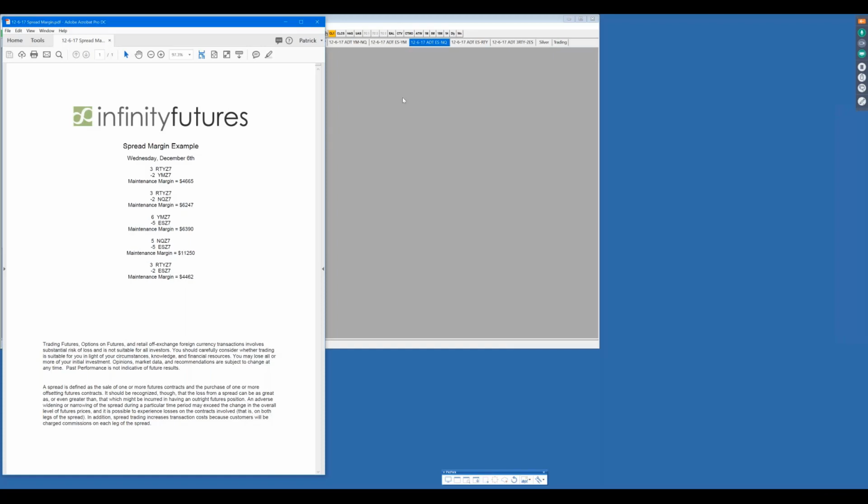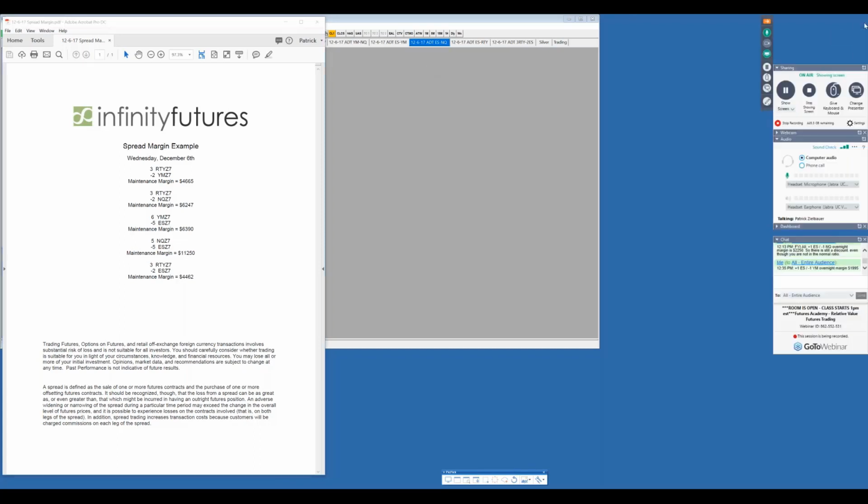Everybody can see the screen with the PDF there, some of the margin examples. Okay, cool. All right, so this is a document that I put together this morning. So earlier today, I was in contact with my risk management desk, and I asked them to update some of these margin requirements. So these are margin requirements as of today for these various exchange-recognized spread ratios. So you may have seen in the chat box that you do get a margin discount if you go long one and short the other. And it's actually a decent discount too.